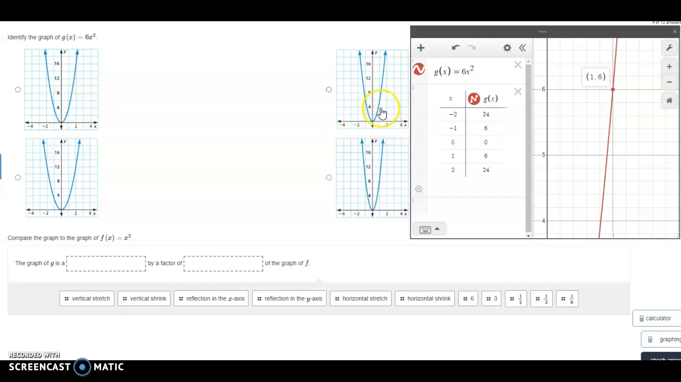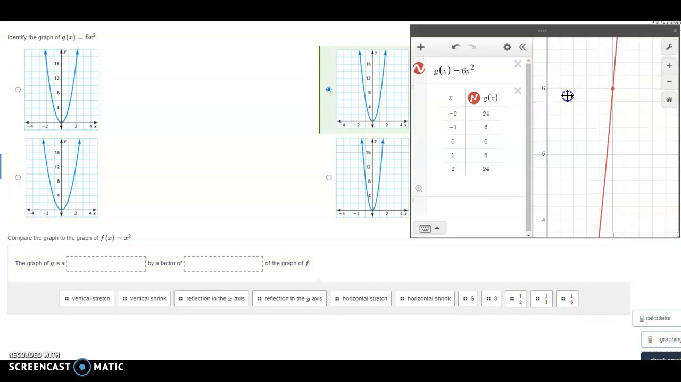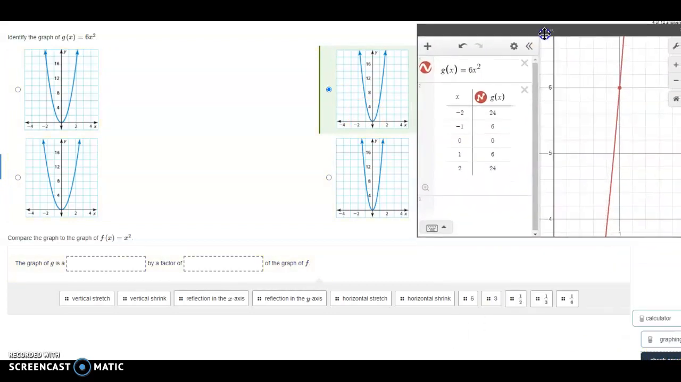Over here, (1, 6) looks like it might be it right there. So I think it's this one, but I'll check the other two. (1, 6) would be to the left of the graph, and over here (1, 6) would be slightly to the right of the graph. So it definitely is that one, and you can check your answer again, and there's the green, so it is correct.